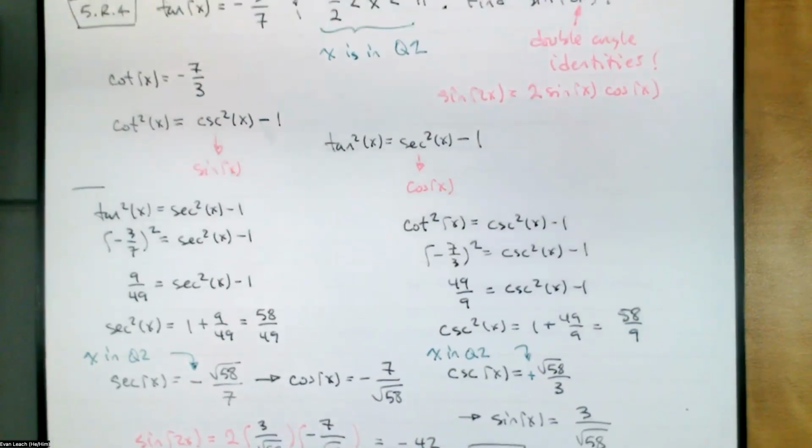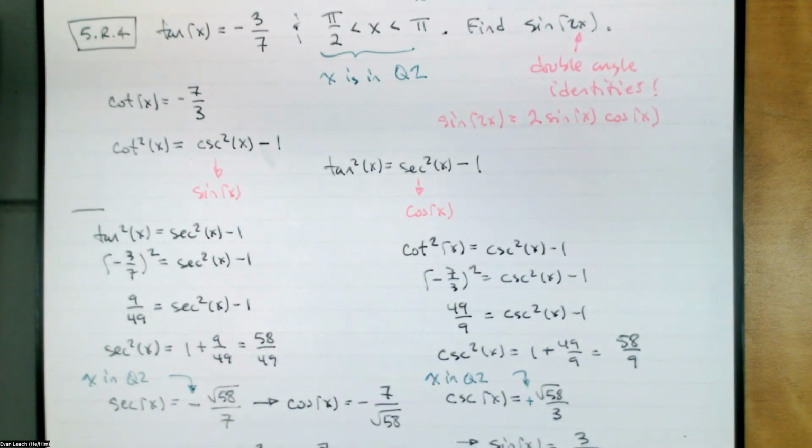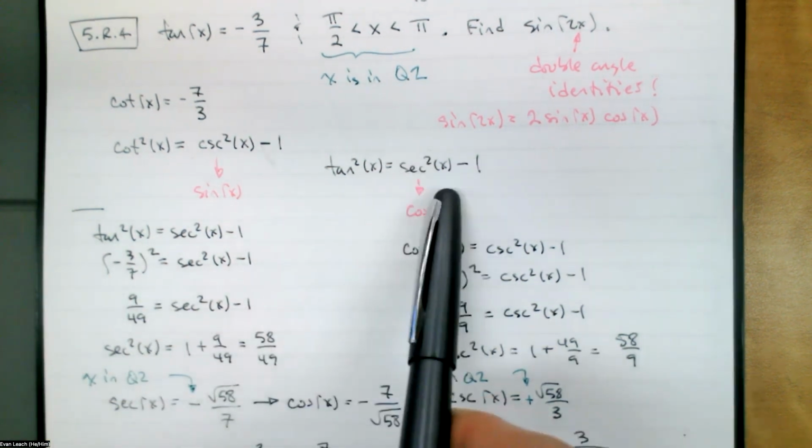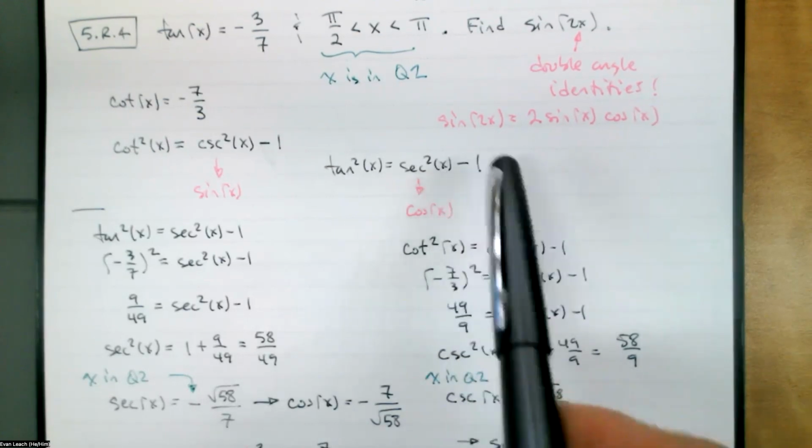So before the break, we came up with a plan. We needed to find sine of 2x. We wanted to use a double angle identity, which means we need sine of x, which means we need cosine of x. And this is the only double angle identity for sine of 2x that we could think of at the time. So we needed a way to get sine and cosine from the tangent. Tangent is negative 3/7. So if we put that together with the Pythagorean identity, tangent will get us to secant. And from secant, we can get to cosine.